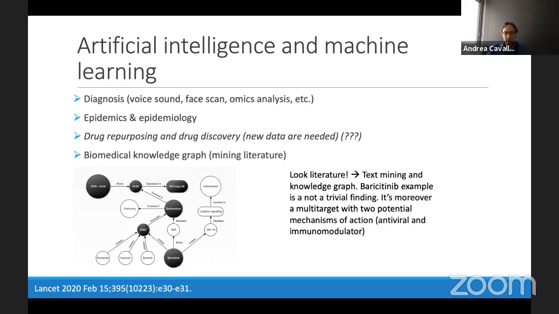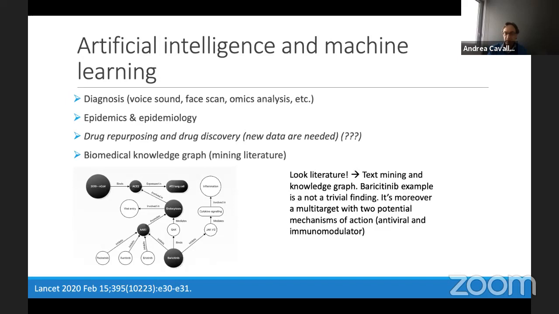But I would argue, and again, I didn't find many applications in the literature, I would argue about the use of machine learning for drug repurposing and drug discovery. Because machine learning needs to learn, and to learn, machine learning needs data. And if data are not available because the disease is completely new, to run drug repurposing using machine learning could be particularly complex. What we discovered a few months ago was this interesting paper published in Lancet, in which machine learning was used for literature mining, for natural language processing.